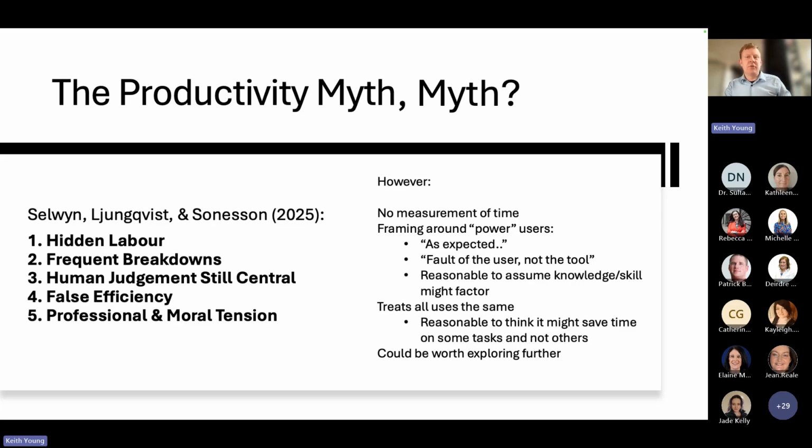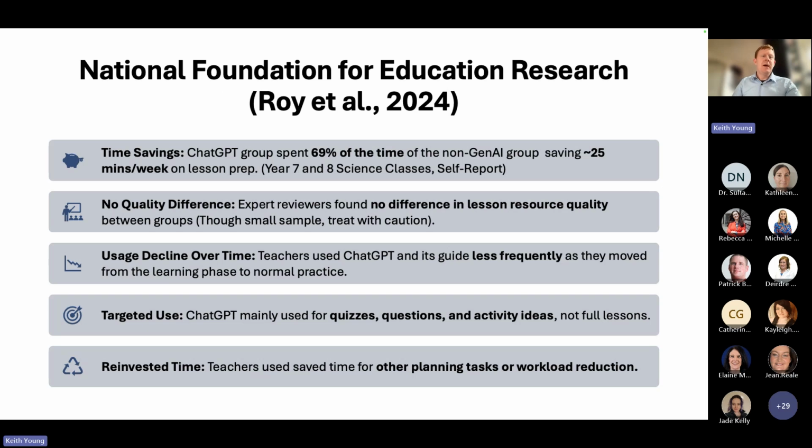And there is some research, limited, we don't have a lot right now, but there is some research to suggest that there is some time savings that could be derived from this. So from this study here, there was a 25-minute a week saving just in relation to year 7 and year 8 classes. It was self-report, so we have to take it with a pinch of salt. There was no quality difference between the lesson resources, between groups, the control group and the group that used generative AI. Again, small sample, we need to treat it with caution.